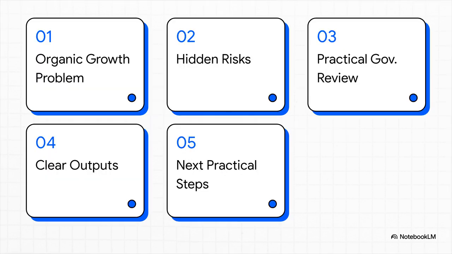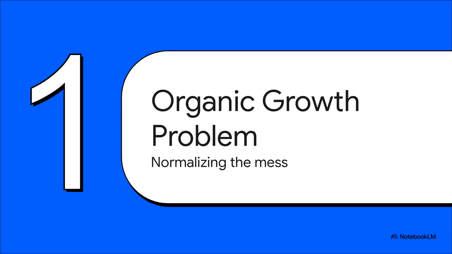So to help us figure out exactly how to tackle this, here's our quick agenda for today. First up, the organic growth problem. 2, recognizing the hidden risks. Number 3, we'll look at a practical governance review. 4, clear and actionable outputs. And finally, number 5, your next practical steps. All right, let's jump straight into section 1, the organic growth problem.